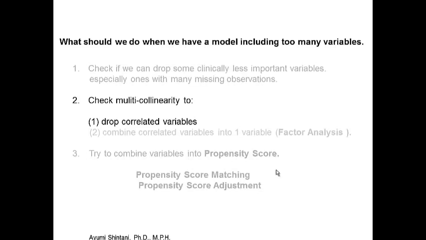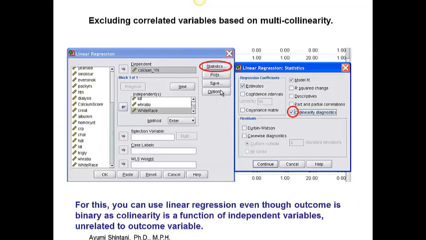So let's talk about diagnosis of multicollinearity. Let's start with multicollinearity diagnosis. Because logistic regression does not have a multicollinearity diagnosis option, we use linear regression for this. Multicollinearity is correlation among independent variables. The calculation doesn't involve the outcome variable. Therefore, the form of regression does not matter, and the form of regression depends on the type of outcome. So we use the linear regression option because it has a nice feature of checking collinearity.